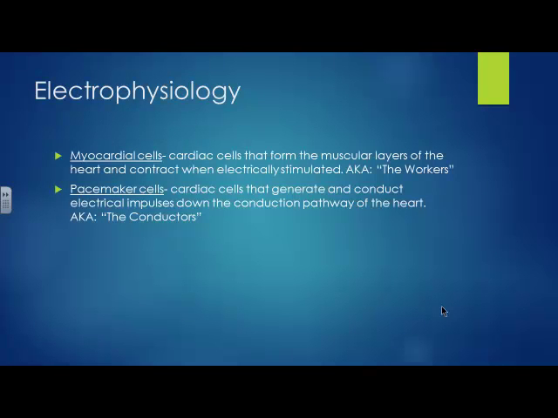So, as far as electrophysiology goes, it's important for us to understand that there's two different types of cells, and they all work together as far as cardiac cells go. Now, we do know that the heart cells themselves are muscle cells, but they've got some unique characteristics about them that other muscle cells don't, and that's what makes the heart do what it does. Of course, you've got your myocardial cells, which are the cells that receive the stimulus and then contract. So these are your muscle cells, these are your worker cells.